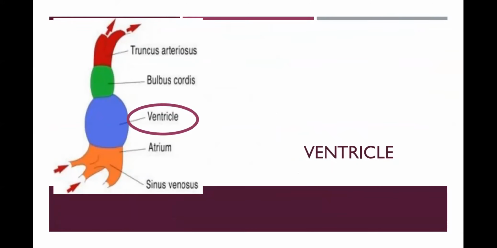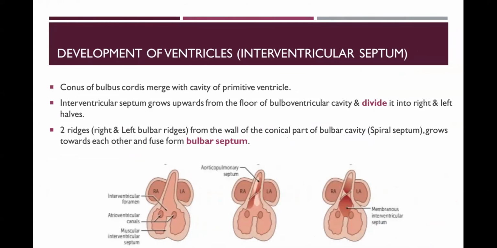Development of ventricles. The conus of the bulbus cordis merges with the cavity of the primitive ventricle, and the interventricular septum grows upward from the floor of the bulboventricular cavity and divides it into right and left halves. Two ridges, the right and left bulbar ridges, form the wall of the conical part of the bulbar cavity. The spiral septation grows toward each other and fuses to form the bulbar septum.